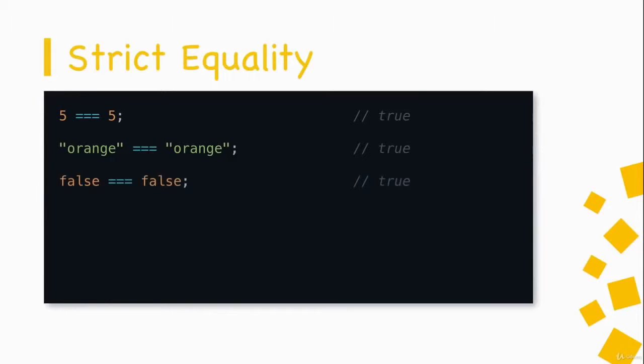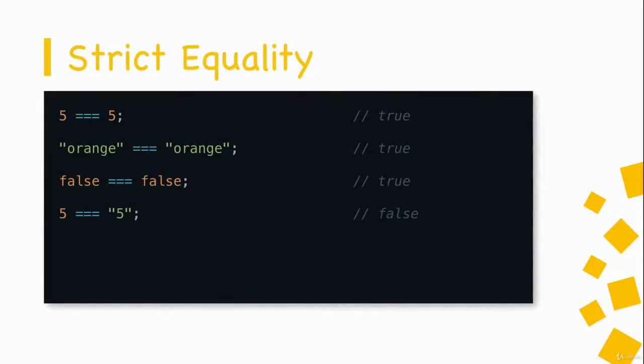Okay, now let's talk about strict equality operators. First, a simple example. 5 is strictly equal to 5, which returns true, right? And of course, it works on strings as well. So the string orange is strictly equal to the string orange, and because they're identical, they're also true. And false is strictly equal to false, and because they are indeed equal, it returns true.